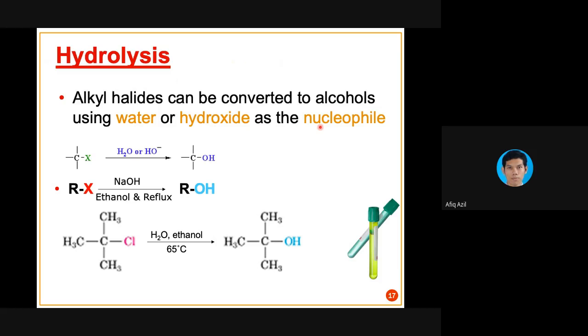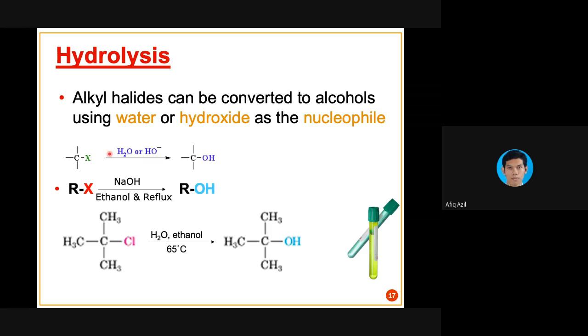So what is a nucleophile? Nucleophile is any species, okay, having high electron density. That means it loves to donate electrons. Okay, it loves to donate electrons to other carbon or other species. So this is nucleophile. So example over here, we have this RX.